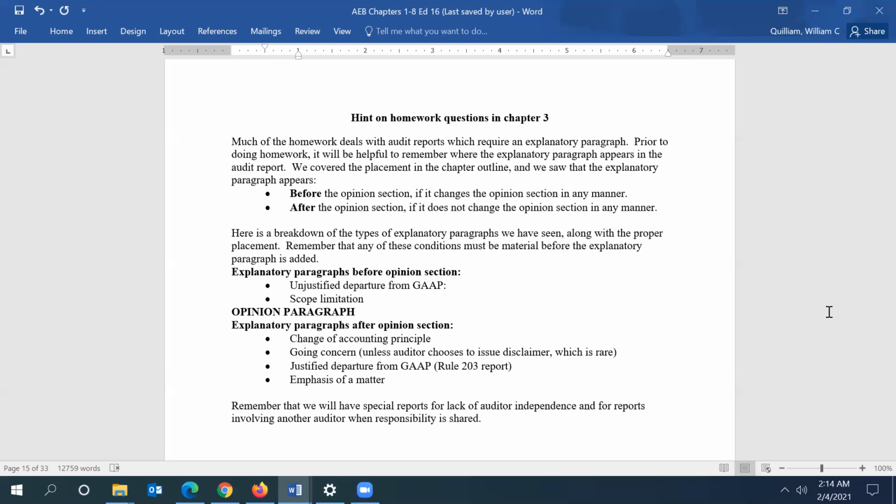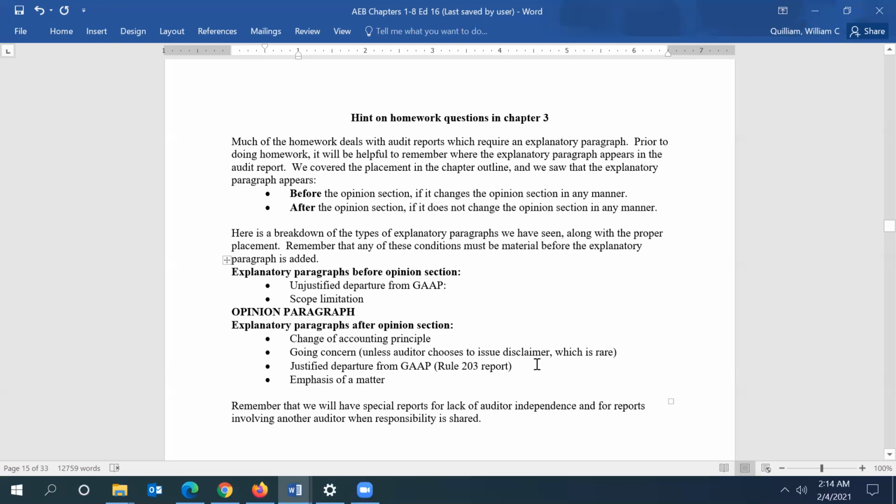Then we have the opinion paragraph and explanatory paragraphs after the opinion section. We just saw these four. Change of accounting principle, so either GAAP to GAAP or non-GAAP to GAAP. Definitely not GAAP to non-GAAP. If GAAP to non-GAAP, we would bump up here to the unjustified departure from GAAP again. Then going concern issues, we think the client may go under unless the auditor chooses to issue a disclaimer, and that's very rare.